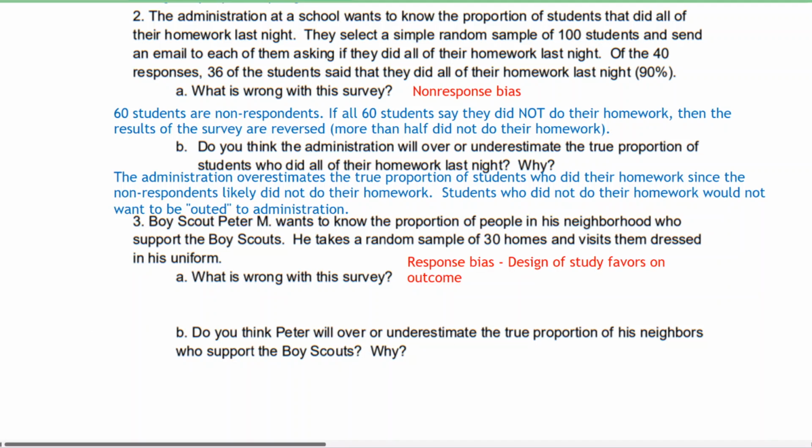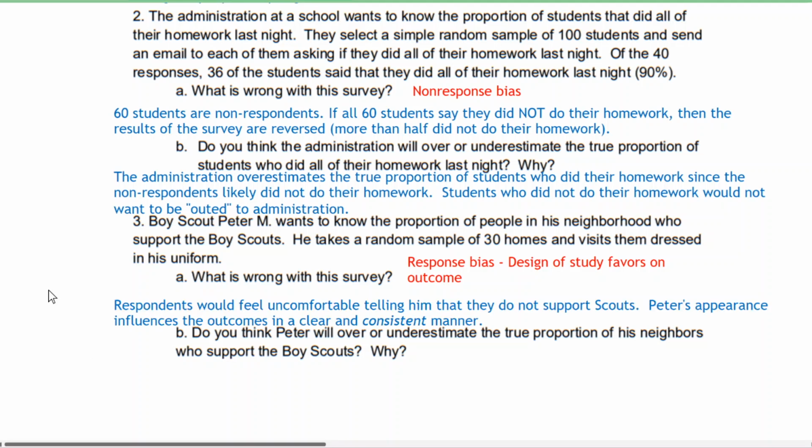Actually, this is a problem, and this is going to produce a response bias. A response bias means that the design of the study is going to favor one of the outcomes. So respondents are going to feel uncomfortable telling him that they do not support the Scouts because he's going to be dressed as a Scout.